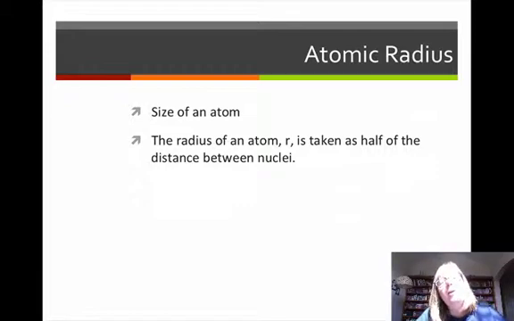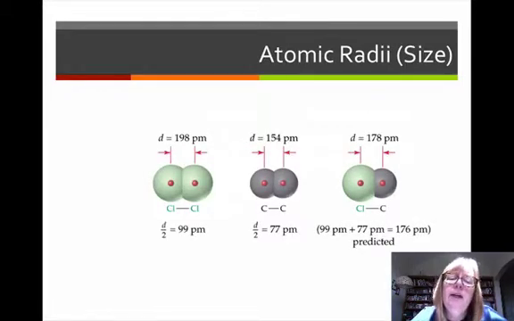Okay, so now with all of these different explanations, we're going to talk about the periodic properties, and the first one we're going to talk about is atomic radius, and that's basically the size of the atom. The radius of an atom is taken as half of the distance between nuclei. And so here it is in a picture.